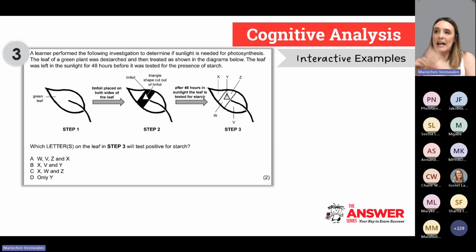There's also the adding of tin foil on both sides of the leaf and a triangle shape cut out of the tin foil. And then the question asks learners, after the 48 hours in the sunlight, which of the letters on the leaf in step 3 will test positive for starch? So those would be the letters that were exposed to sunlight, X, Y, and V. So the right option is B.